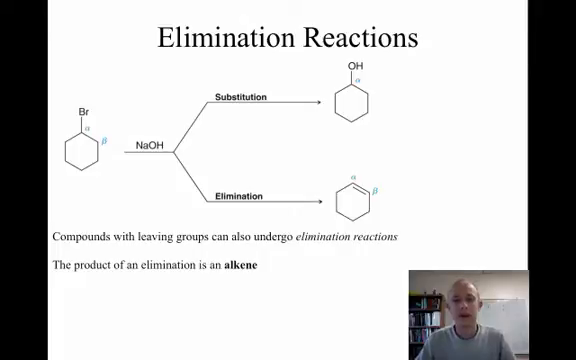So in the previous video, we mentioned the possibility that a compound with a leaving group can actually undergo two types of reactions. In the past, we've talked about substitution reactions. So hydroxide is a good nucleophile. It could substitute for the bromide to give the product of substitution. However, in this video, we'll talk about instead of acting as a nucleophile, hydroxide can act as a base, and when it does so, it will give a product of elimination, which is an alkene.